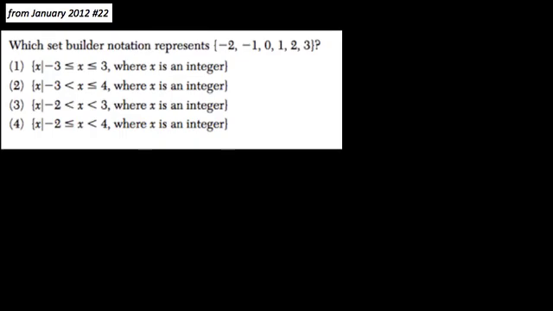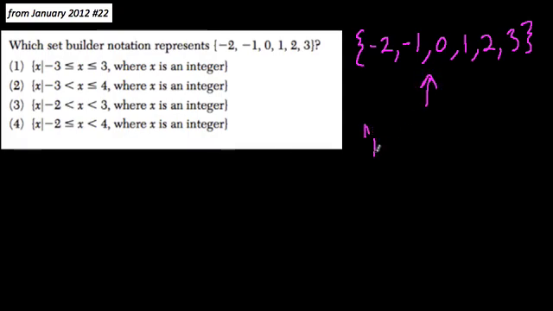Okay, so here we have a Regents question, which asks us which set builder notation represents the group -2, -1, 0, 1, 2, and 3. So this form right here, when you see numbers written in brackets in a list, obviously you could call this a list, but sometimes it's referred to as roster form. So if you ever see that phrase come up, it's referring to a list of numbers like this right here.